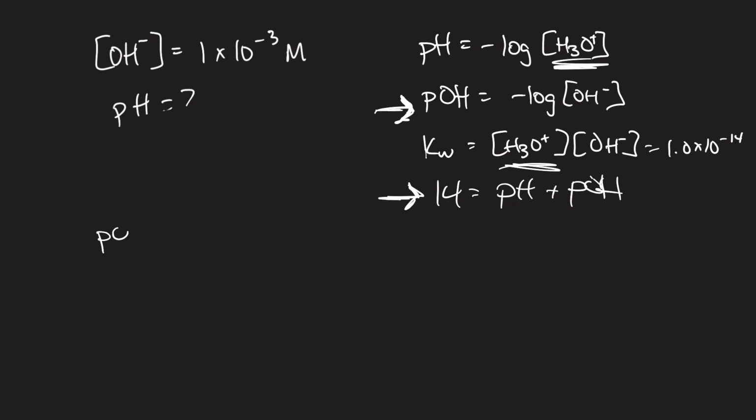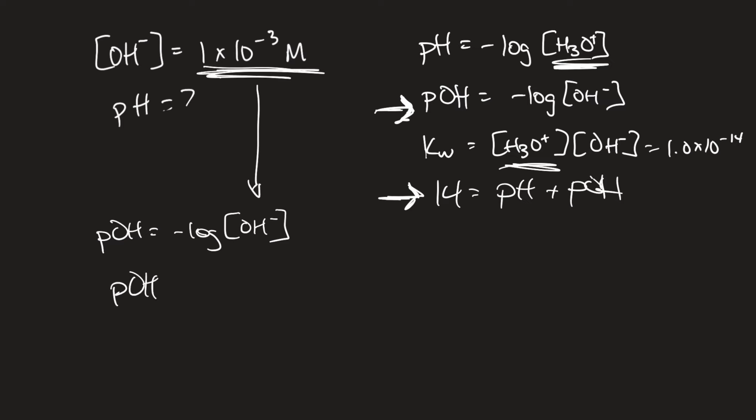So pOH is equal to the negative log of the concentration of hydroxide ion, all right? And so I will substitute this number for this. So pOH is equal to negative log of 1 times 10 to the negative 3. I don't know why I keep on writing 1.0, it's just 1. All right, and so that means the pOH here is 3.